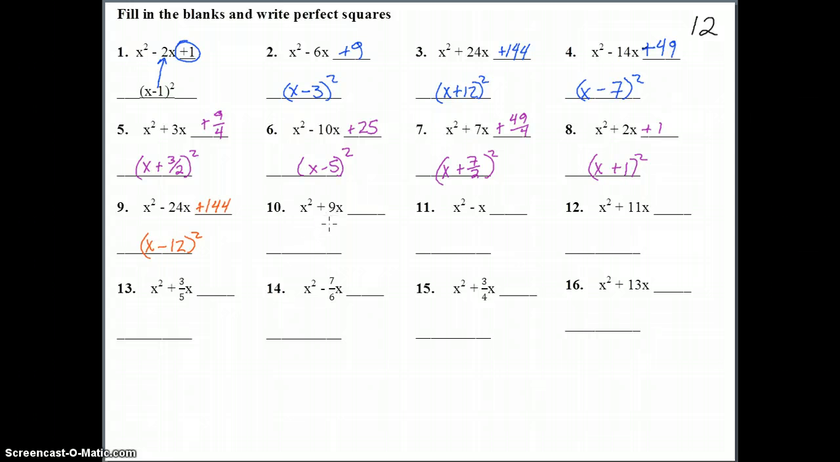So half of that is 9 halves, so we're going to have 81/4 is what we're going to add to that one, so it becomes x plus 9 halves squared. This next one, half of that is negative 1/2, squared is a 1/4, which will give us x minus 1/2 altogether squared. And then this one, half of that is 11 halves, squared is 121/4. So we get x plus 11 halves all squared.